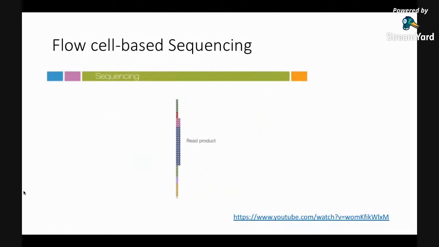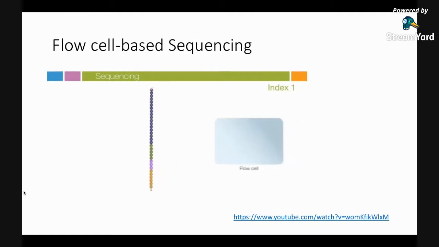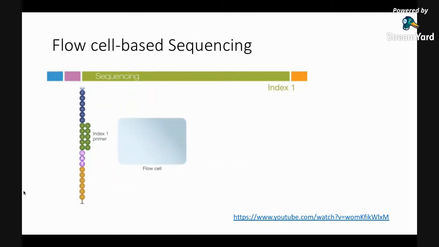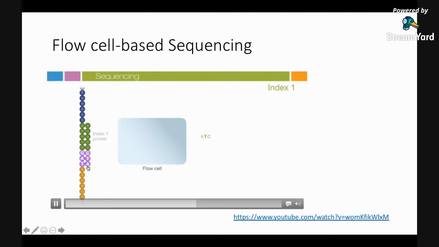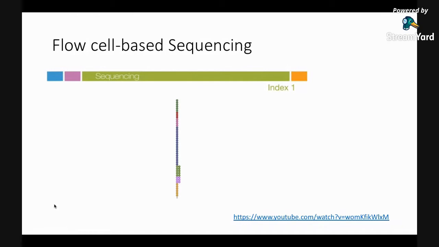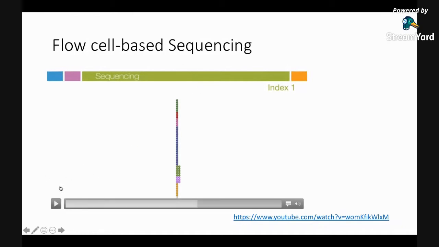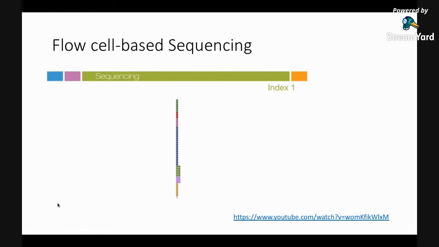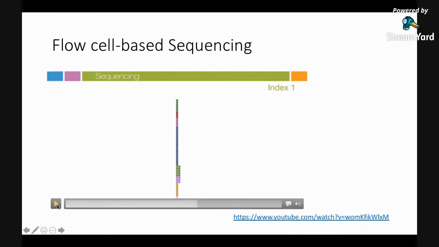After the completion of the first read, the read product is washed away. In this step, the index 1 read primer is introduced and hybridized to the template. The read is generated, similar to the first read. So index 1 is the barcode, right? This would tell you which sample the cDNA molecule being sequenced in a particular cluster came from. So that's what index 1 is doing.